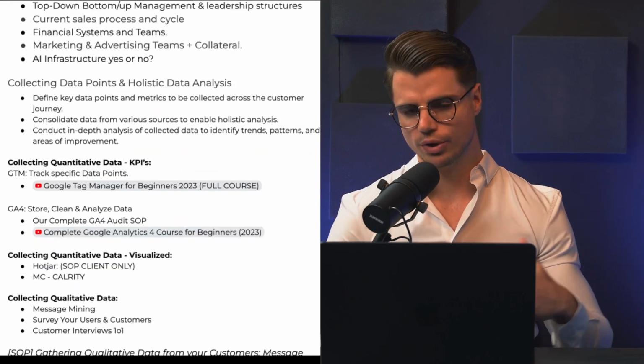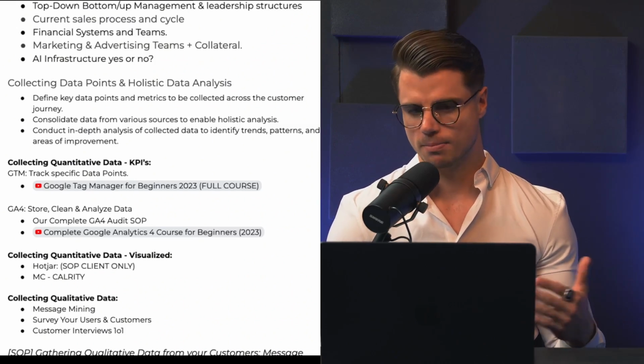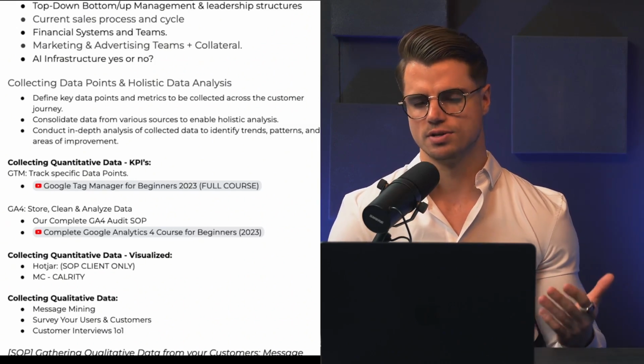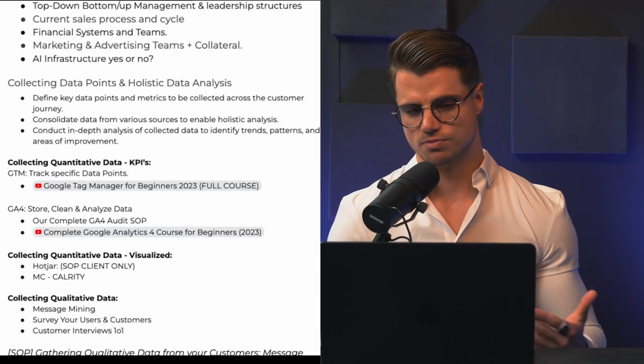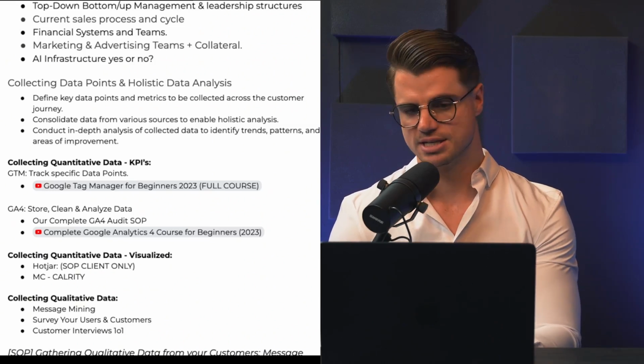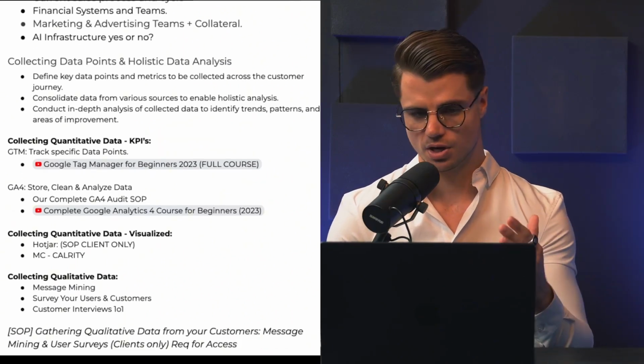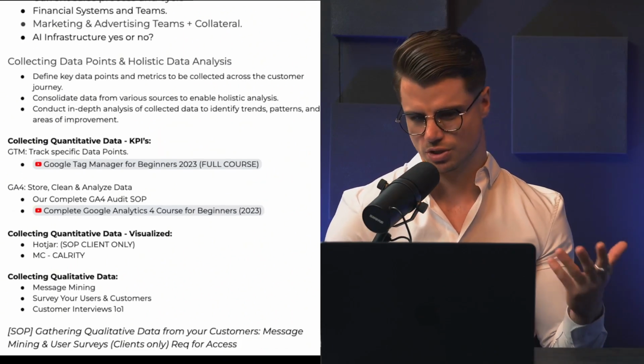So overall, when we look at systems architecture, there are a few things that we will look at as follows. Top-down, bottom-up management and leadership structures. We have current sales processes and cycles in terms of the sales cycle. We have financial systems and teams. We have marketing, advertising, collateral. And then we also have AI infrastructure. Is it there? Is it not? Are people using it? Those kinds of questions.